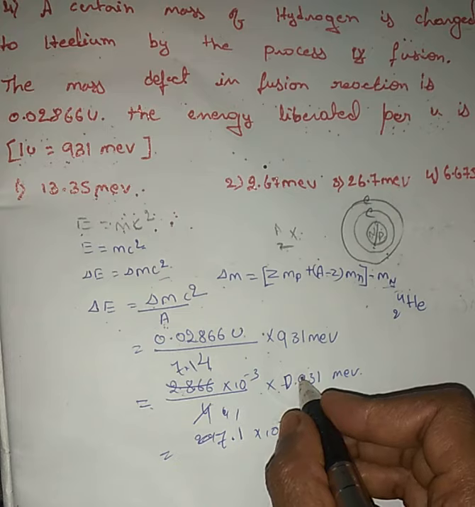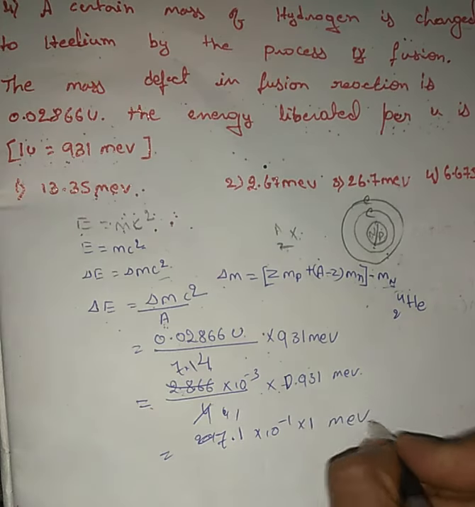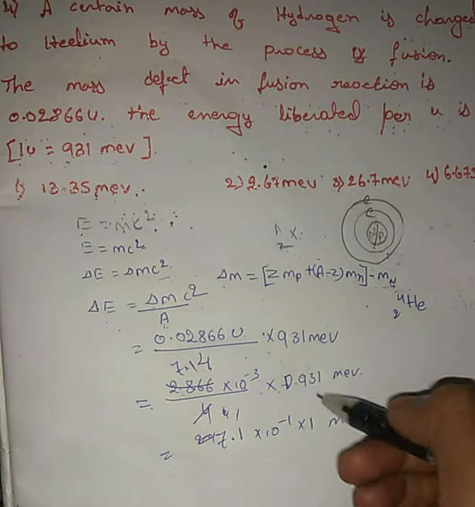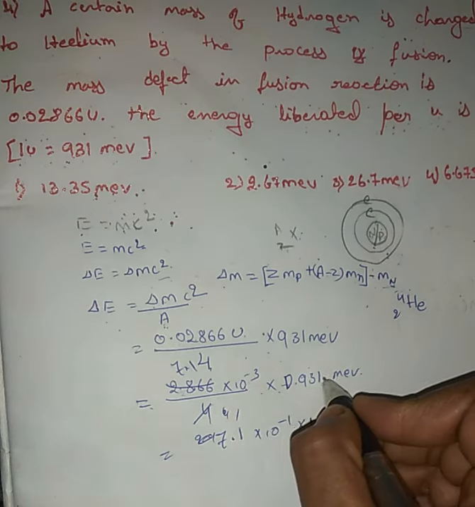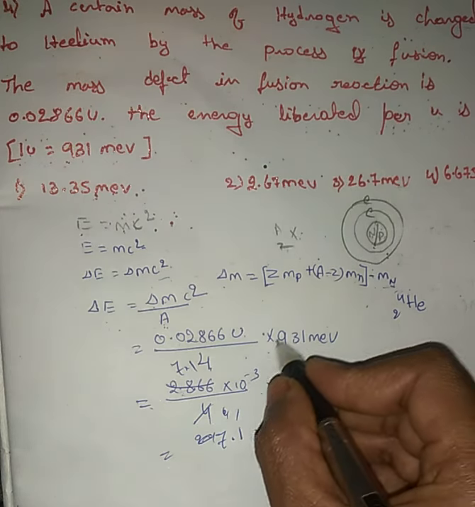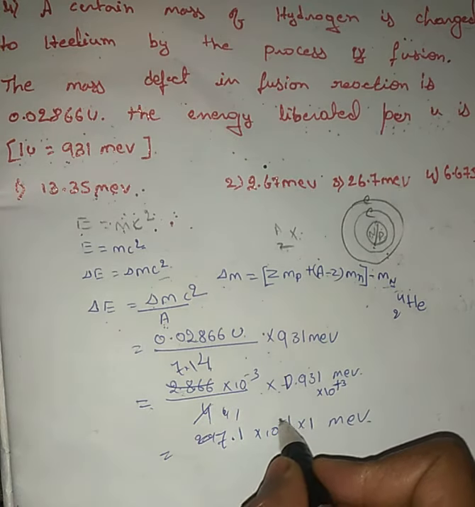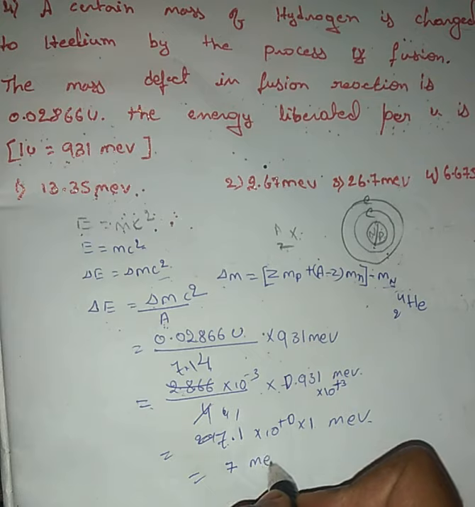Then 0.9 is there, which after rounding we take as 1, in MeV. The minus 3 and the plus 3 from shifting the decimals cancel out, so the power becomes 0. So 7.1 into 1 is approximately 7 MeV.